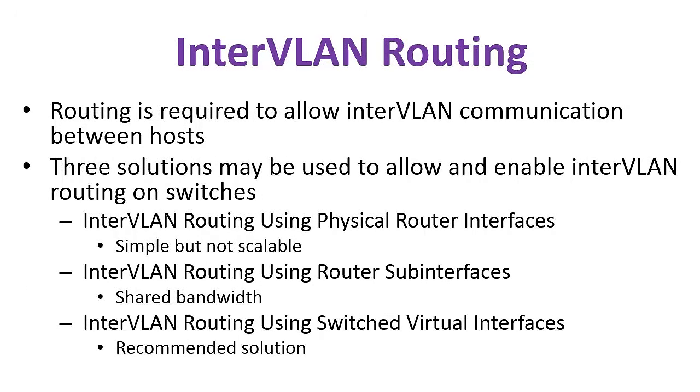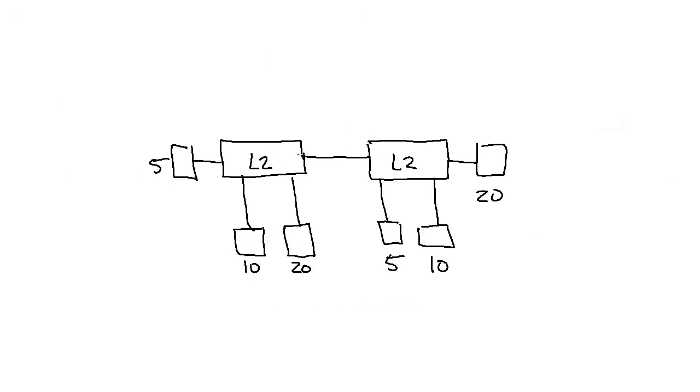As you probably already know, routing is required to allow inter-VLAN communications. And there are three solutions that may be used to enable inter-VLAN routing on switches: inter-VLAN routing using physical router interfaces, inter-VLAN routing using router sub-interfaces, and inter-VLAN routing using switched virtual interfaces. Using SVIs is the recommended solution. Let's go ahead and solidify this concept.